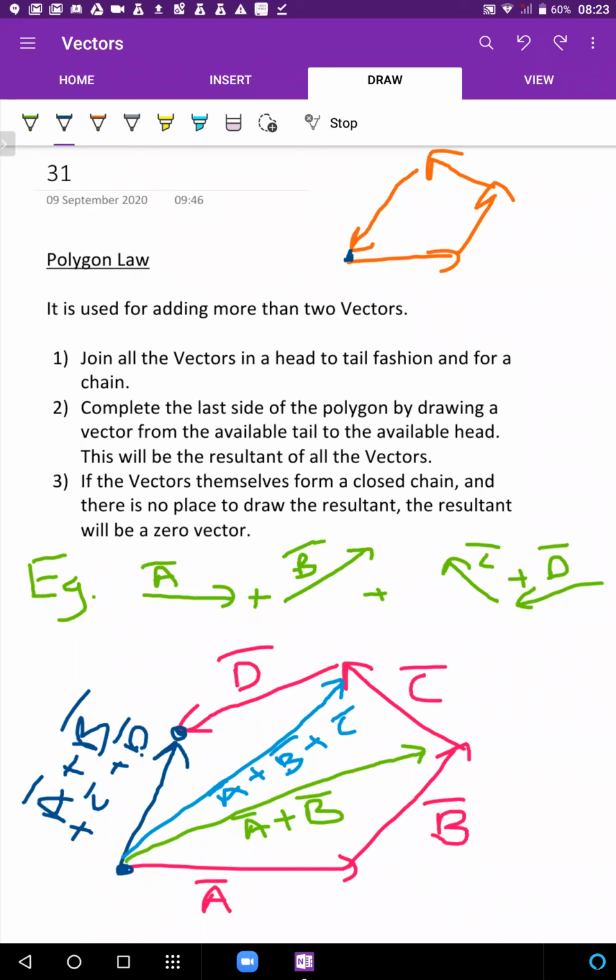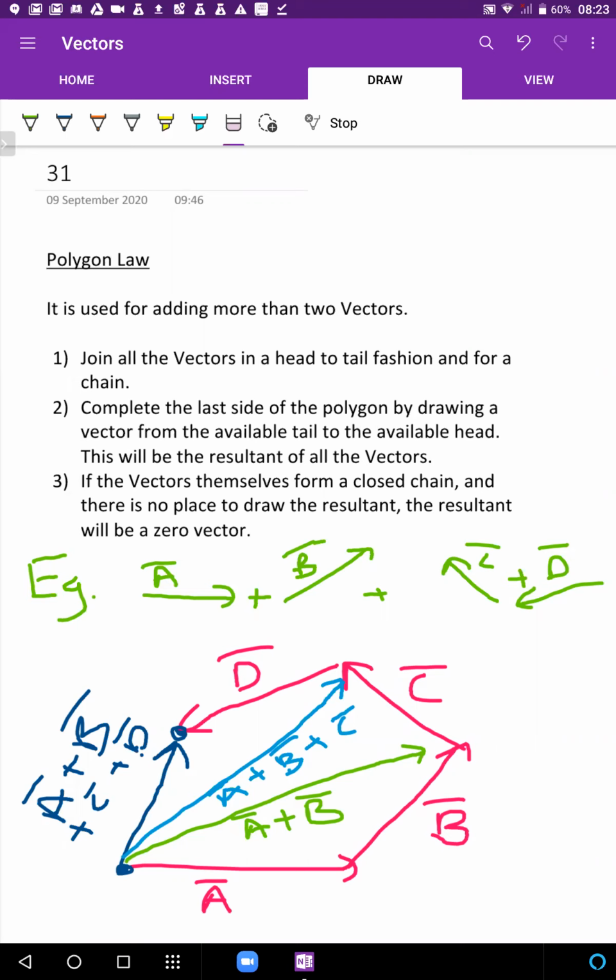What does that imply? What is the magnitude of this resultant going to be? It's going to be 0. Depending on the gap, if the gap is small, the magnitude is small. But if there is no gap at all, my resultant is going to be 0. So it's going to be a vector which is 0. Therefore, we call it a zero vector. So that was the third point. Okay, this is the complete rule. We'll come to the third point in some time.